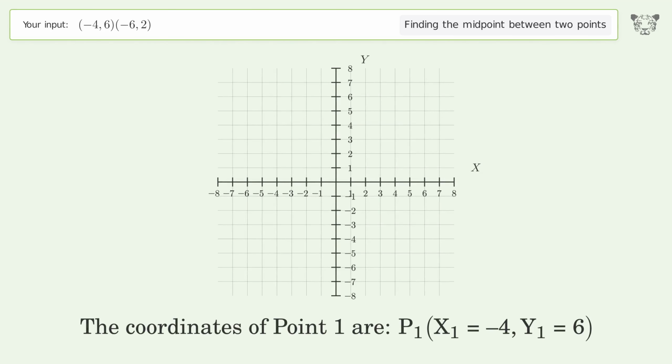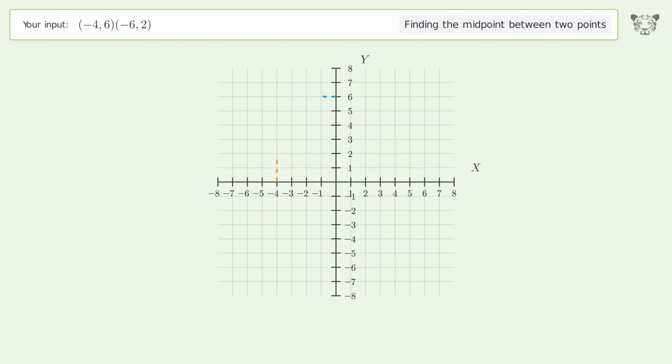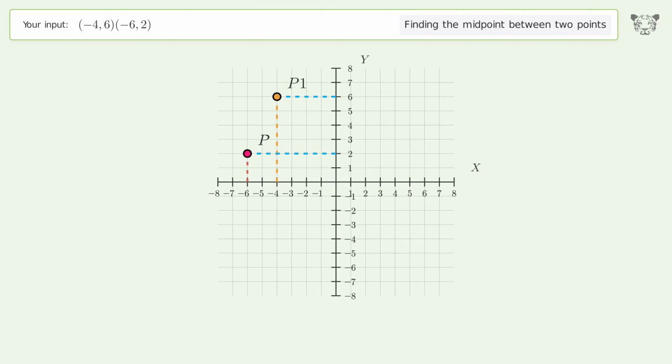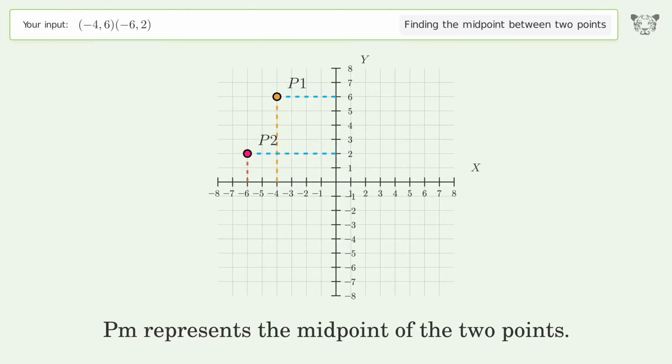The coordinates of point 1 are x1 equals -4, y1 equals 6. The coordinates of point 2 are x2 equals -6, y2 equals 2. PM represents the midpoint of the 2 points.